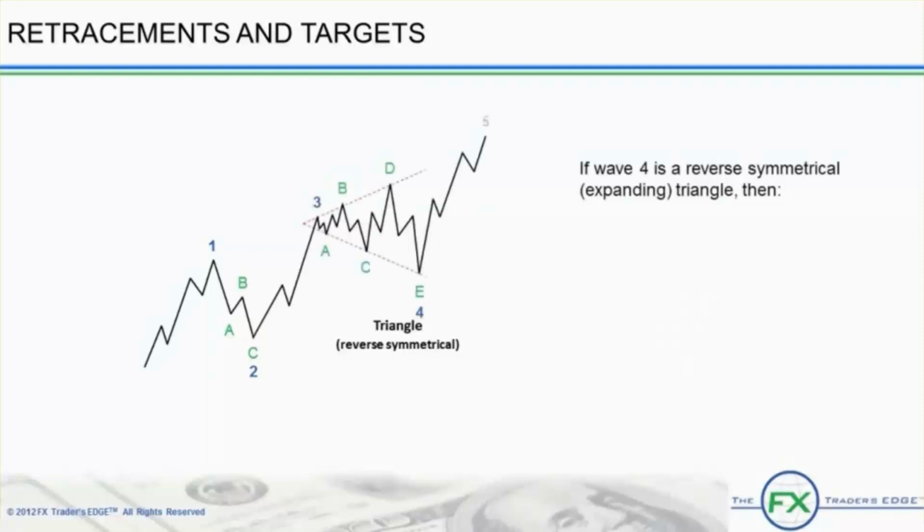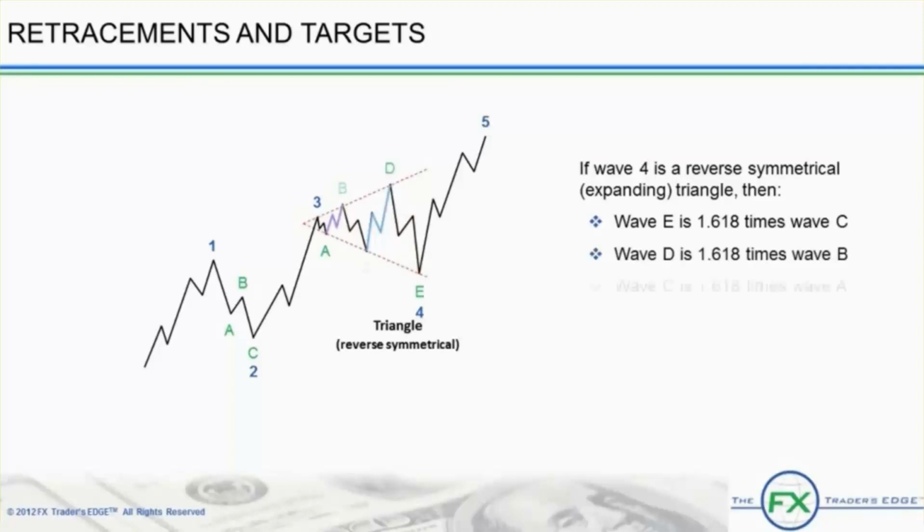If wave 4 is a reverse symmetrical or expanding triangle, then wave E is 1.618 times wave C. Wave D is 1.618 times wave B, and wave C is 1.618 times wave A.